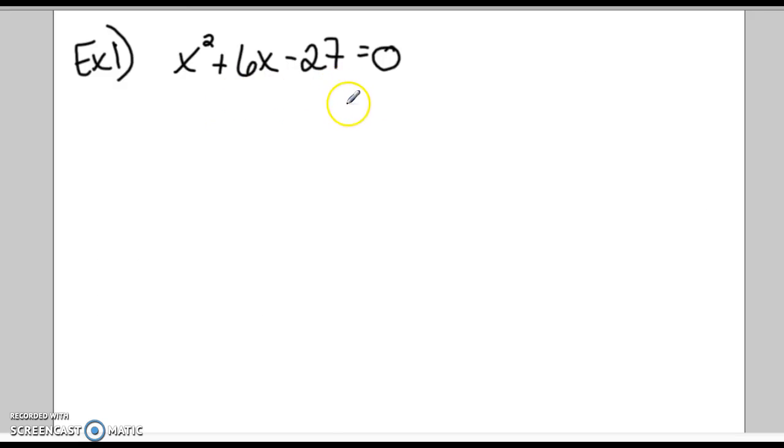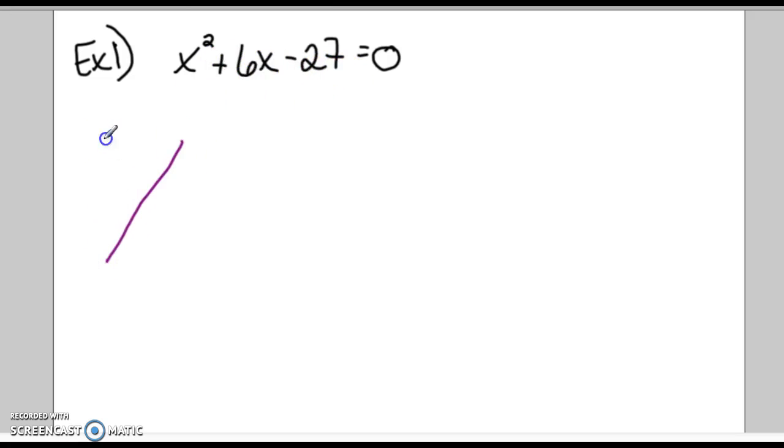So here's example 1. When we go to factor, like we know how to do already, since you guys are great at it, we're going to actually ignore the equal to 0 part. We don't need that right now. We're just going to focus on the x squared plus 6x minus 27.